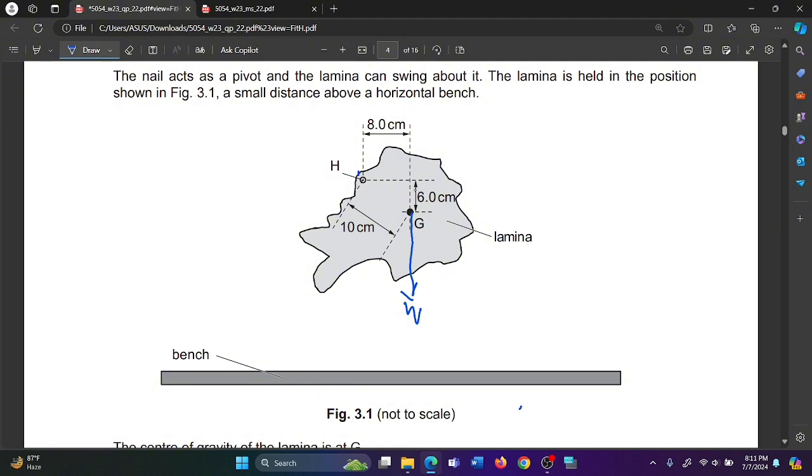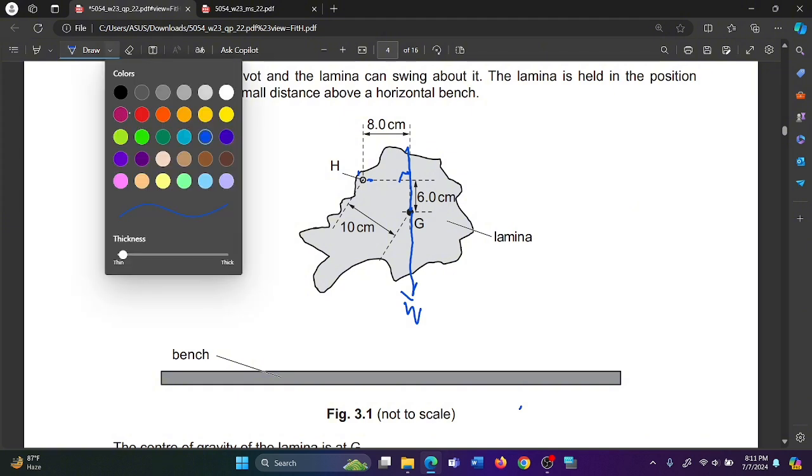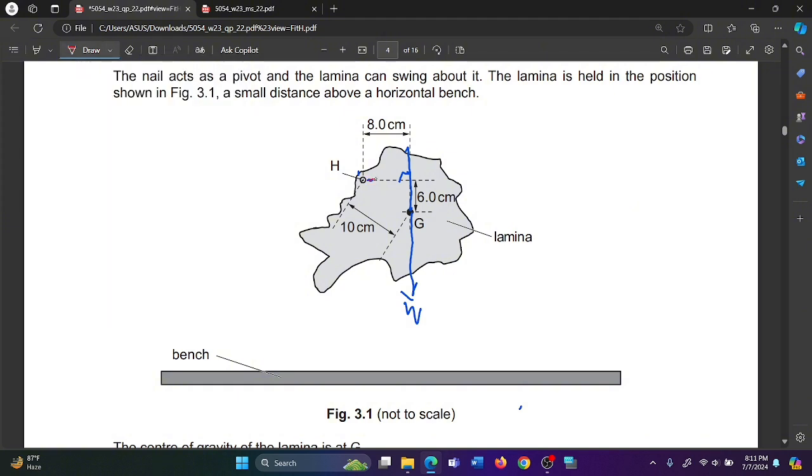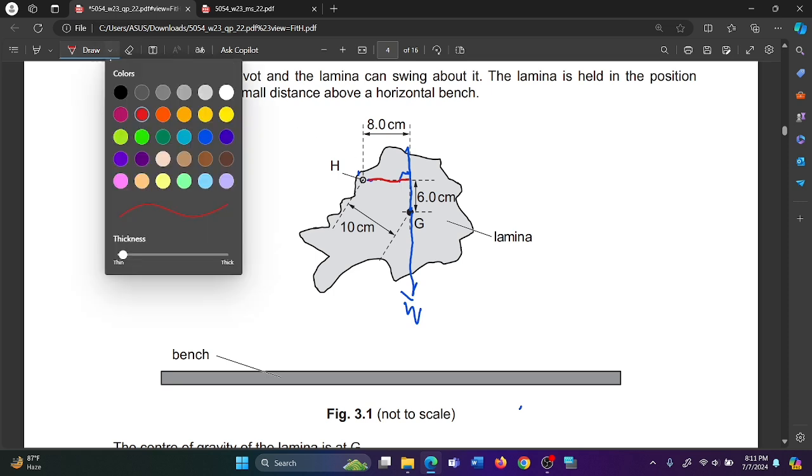It is 8. If this is the line of axis of the weight, and this is the pivot, then the perpendicular distance is 8 centimeter as given. This is the perpendicular line. Let's use a different color, red. This is the perpendicular distance, the line shaded with red. So the perpendicular distance is 8 centimeter.